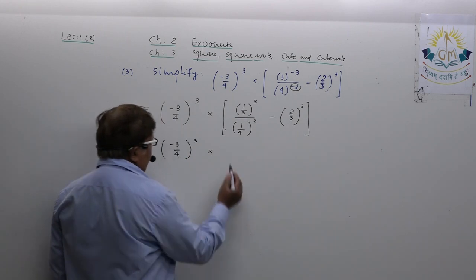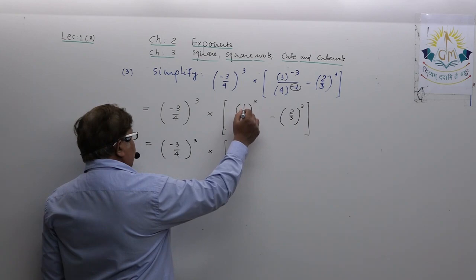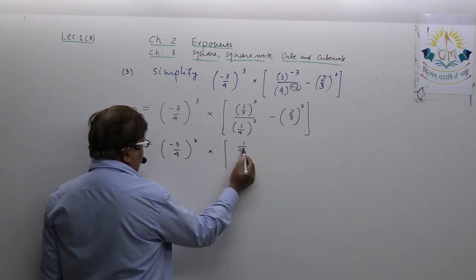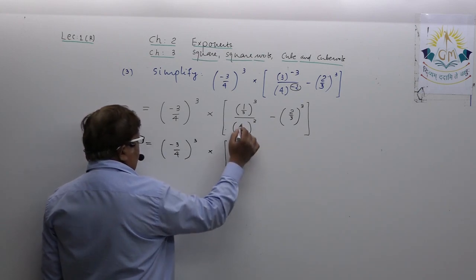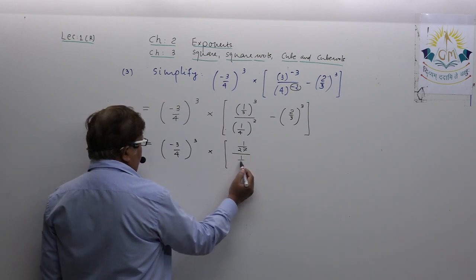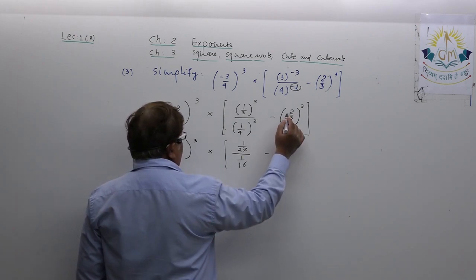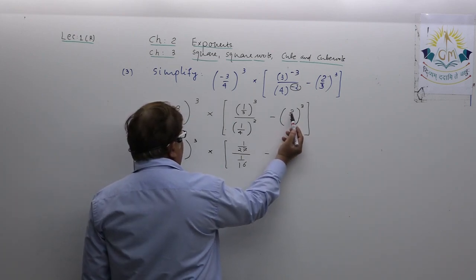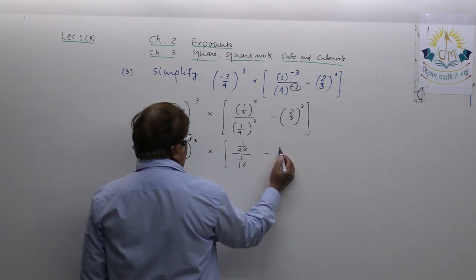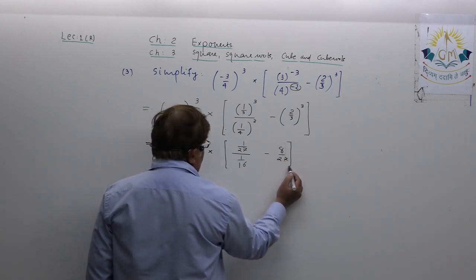And see here now. 1 upon 3 raised to 3, obviously 1 upon 27. 1 upon 4 raised to 2, obviously 1 upon 16, minus, this I can evaluate now, no doubt, 2 upon 3 raised to 3, that is 8 upon 27. Is it clear?